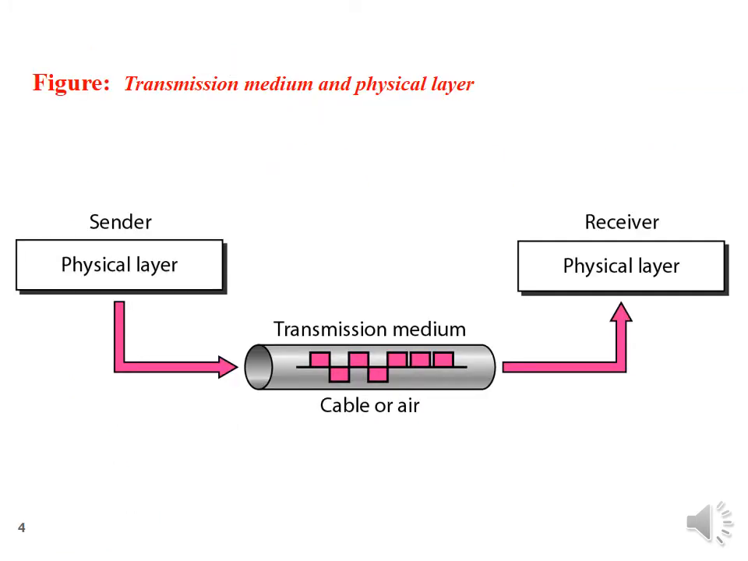This figure shows the location of the transmission media in the OSI architecture. We have the sender and receiver, and at the physical layer of the sender and receiver we have the transmission medium, which can be used for transferring information from the sender to the receiver. And the transmission media can either be cables or it can be air.